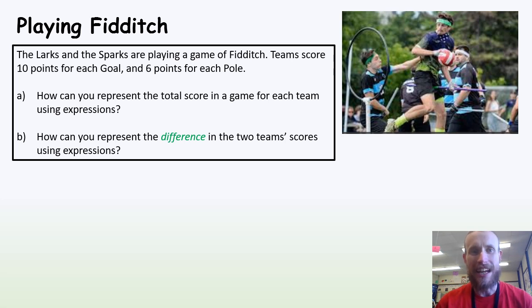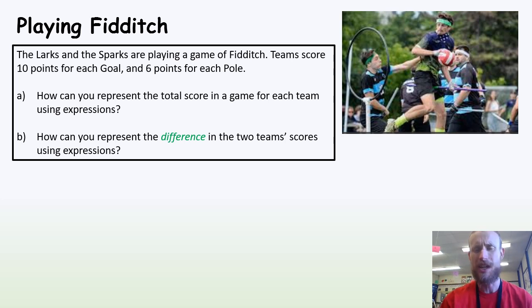So here's an example, playing Fidditch. This is similar to Quidditch. I made up this game. There's a picture of people who are actually playing Quidditch, which is the fun fact that this game can actually be played in England, not really flying as it is in Harry Potter, but looks fun to me. Fidditch, I made it up, but here's the situation. The Larks and the Sparks are playing a game of Fidditch. Teams are going to score 10 points for what's called a goal and 6 points for what's called a pole. So two different types of scores.